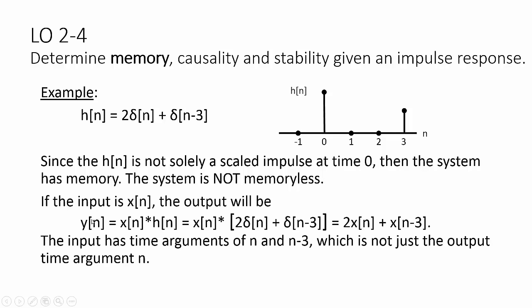We can look at this also from the equations. If we substitute in the h of n that was provided to our convolution, again by the sifting theorem, x of n convolved delta of n is x of n, and x of n convolved delta of n minus 3 is x of n minus 3. Because this input has a time argument that's different than our output time argument, our system has memory.